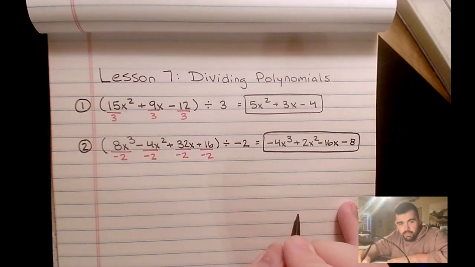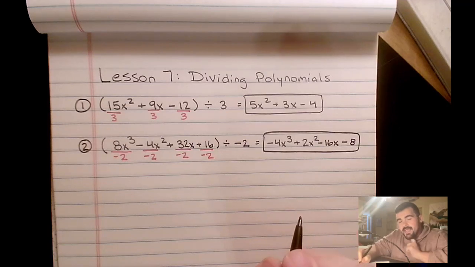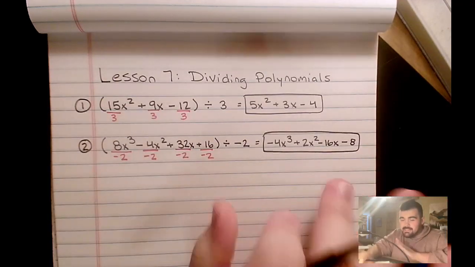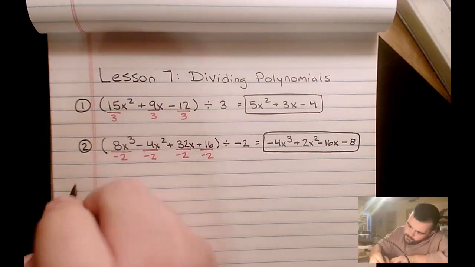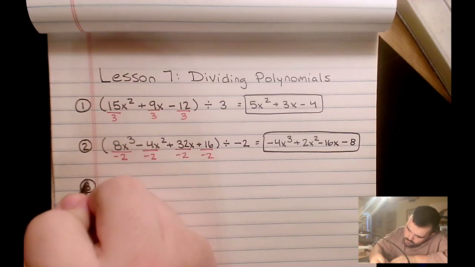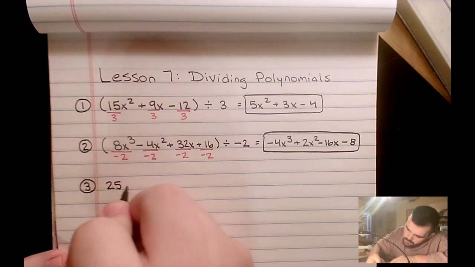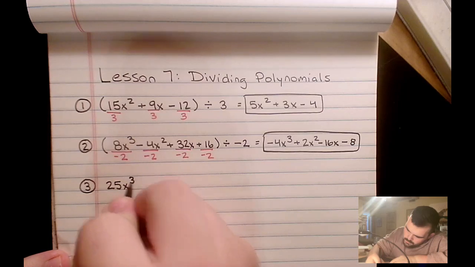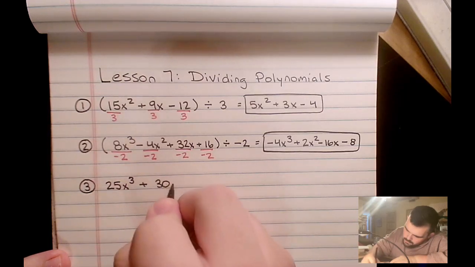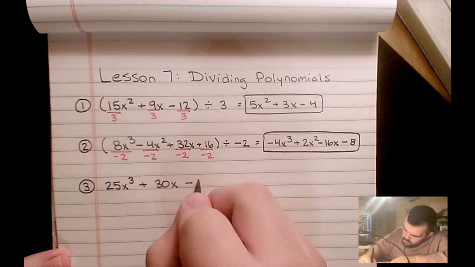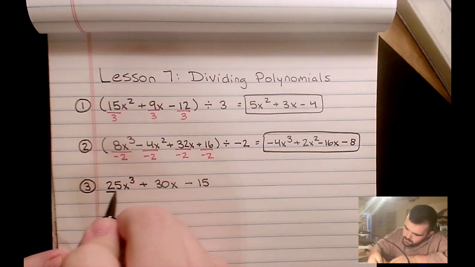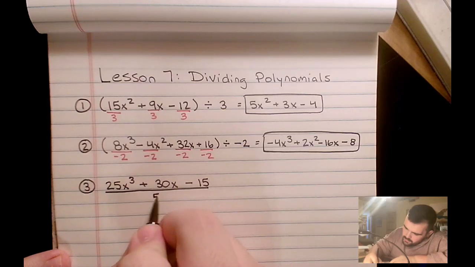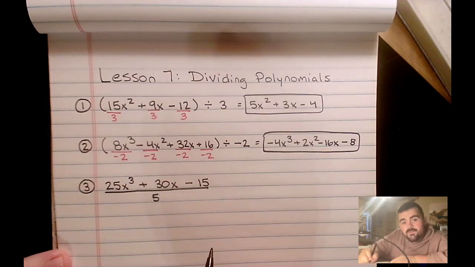So, pretty simple. There's another way you may be asked. It's the same process, except visually, it's kind of like, whoa, whoa, whoa, this looks different, but it's not, okay? (25x cubed plus 30x minus 15). I don't have that in parentheses. Instead, all of that is the top of a fraction with a 5 on the bottom.